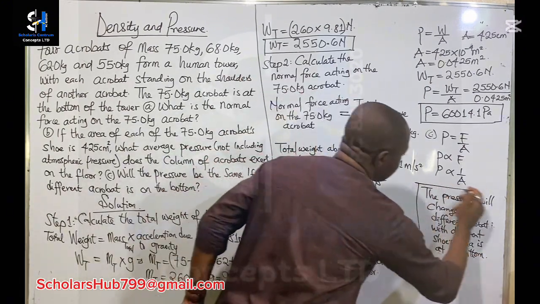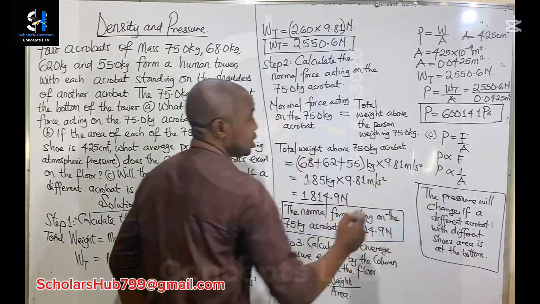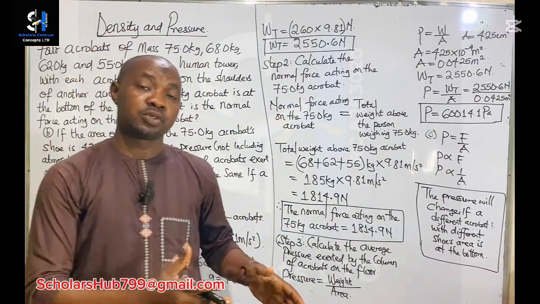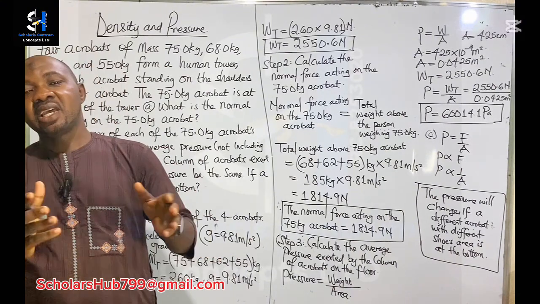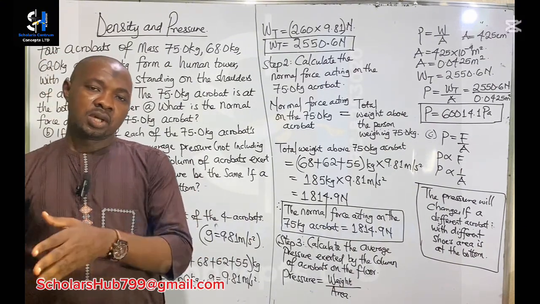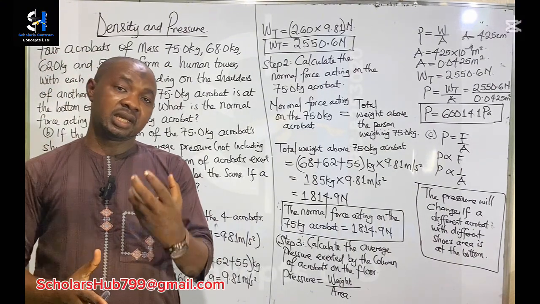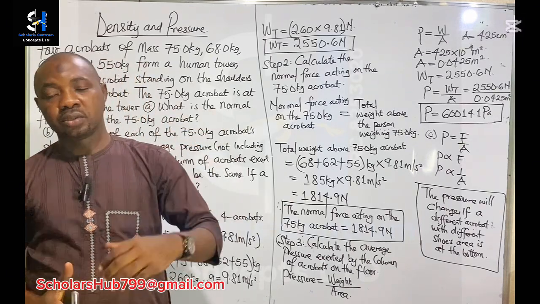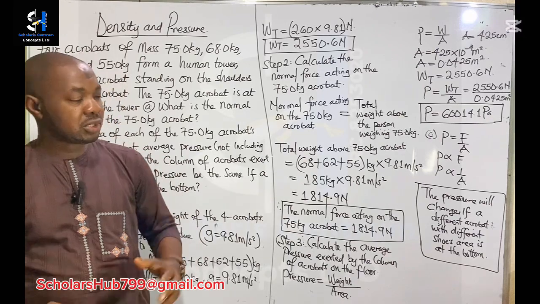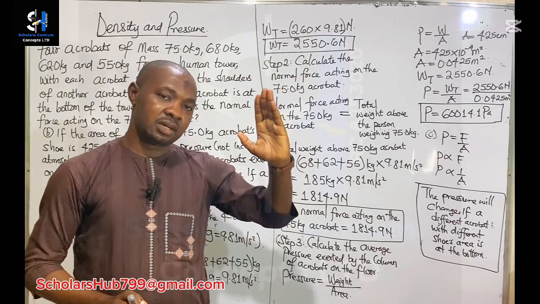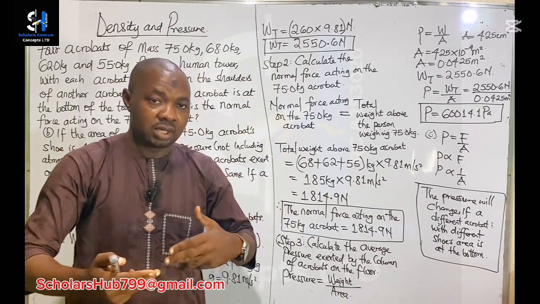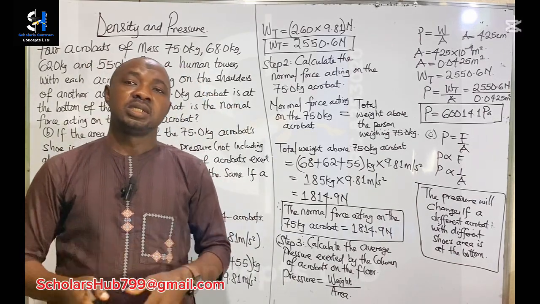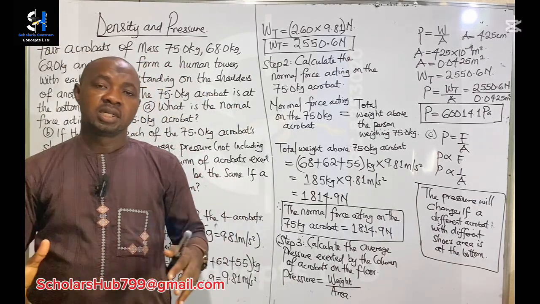So this is very important, and I just explained that pressure is directly proportional to force, but it is inversely proportional to the cross-sectional area. Because the larger the area, the lower the pressure. The smaller the area, the higher the pressure. The greater the force, the higher the pressure, and the smaller the force, the lower the pressure.